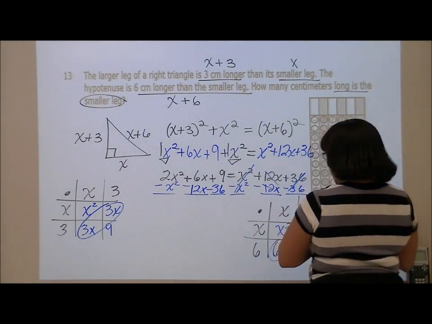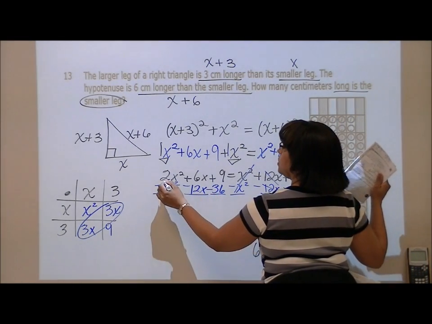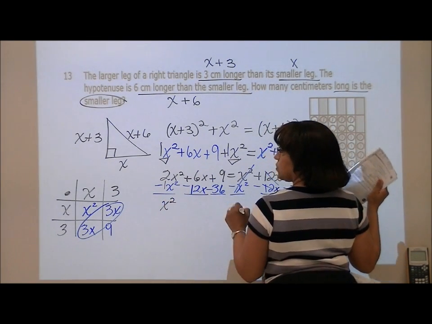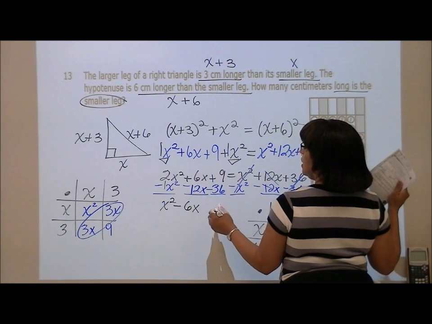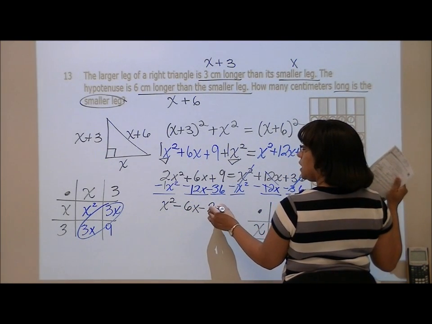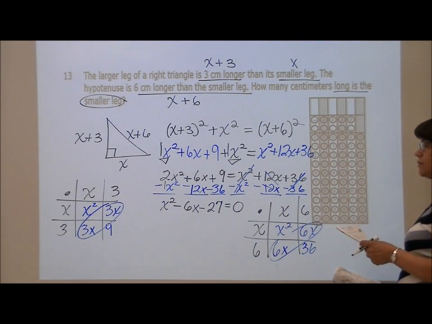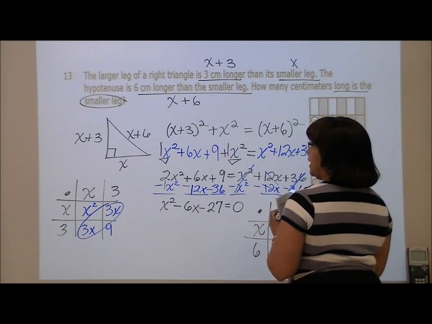Now you combine. So this gives you practice with your polynomial addition and subtraction. 2 minus 1 is 1, so you can just put x squared. 6 minus 12 is negative 6. And 9 minus 36 is negative 27. And now it's equal to 0. So you get to factor. You get to use your x.